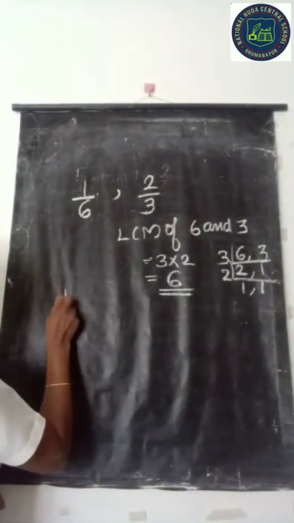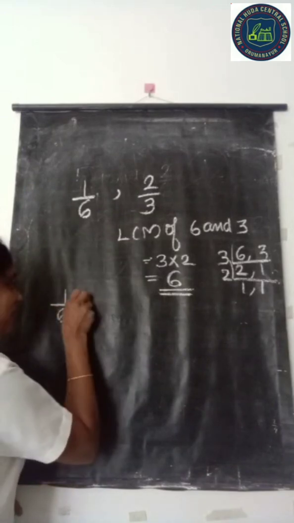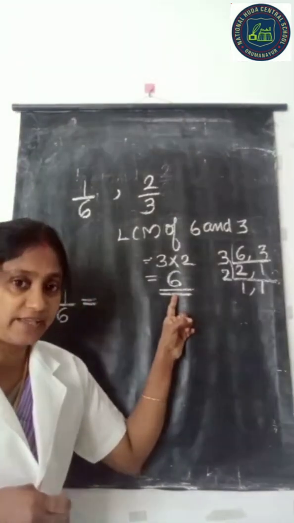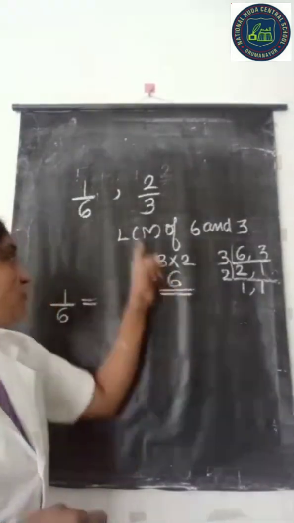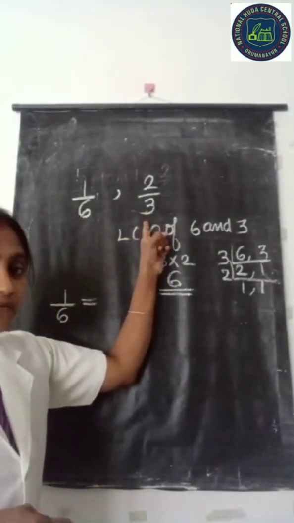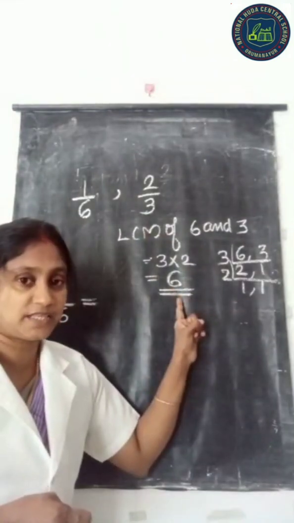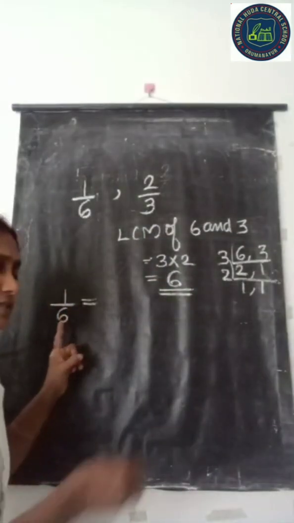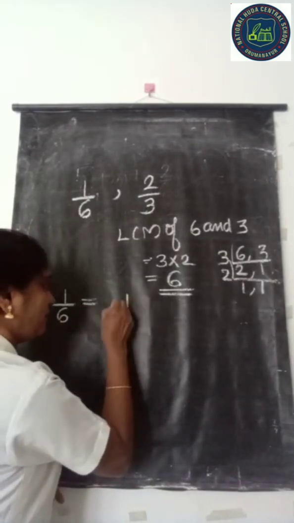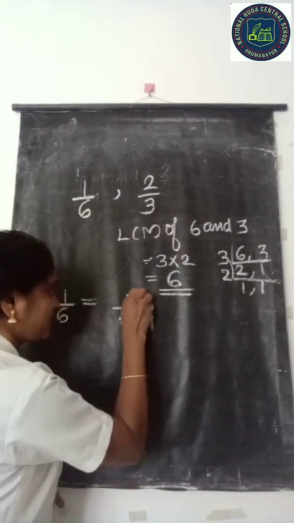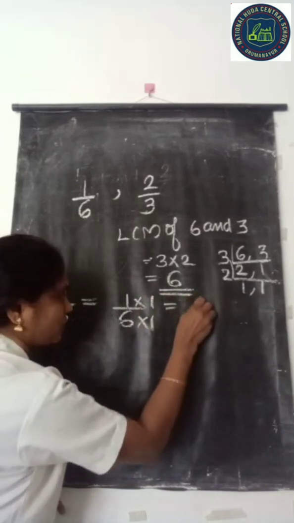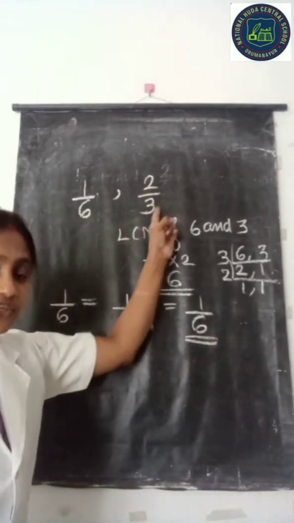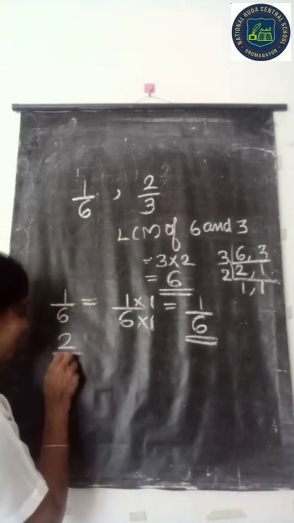Now we can take the first fraction, that is 1/6. If the LCM is 6, we have to change the denominators of the given fractions to the LCM. Here the denominator is 6, so our fraction is 1/6 into 1/1, that's equal to 1/6 itself. Now we can take the second fraction, that is 2/3.